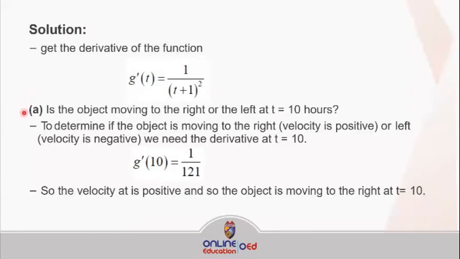And then yung 1 is na-derive na natin yung numerator natin. And then we have here, yung first na problem is the object moving to the right or to the left at 10 hours. So papalitan lang again natin yung value ng t natin. To determine if the object is moving to the right or the velocity is positive or to the left, if negative, we need to consider yung 10. Ito na yan. Kapag nag-substitute daw tayo, the value natin is 1 over 121. So the velocity is positive and so the object is moving to the right. Kasi sabi natin dito, kapag positive siya, to the right siya. Kapag nag-negative yung velocity, to the left naman siya.